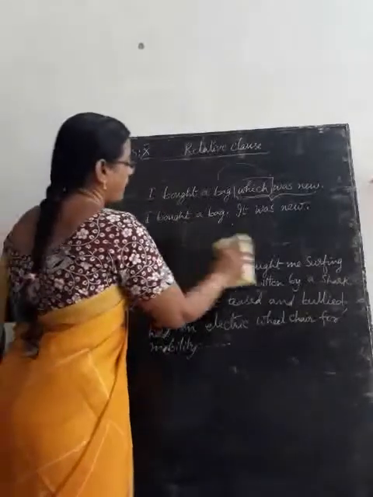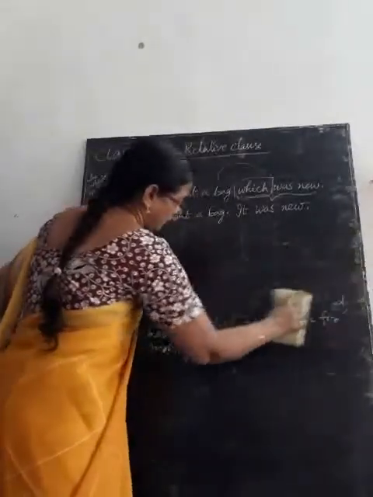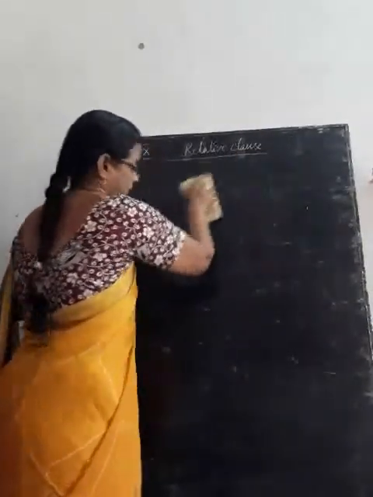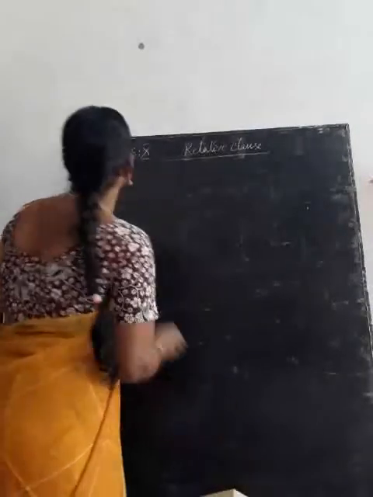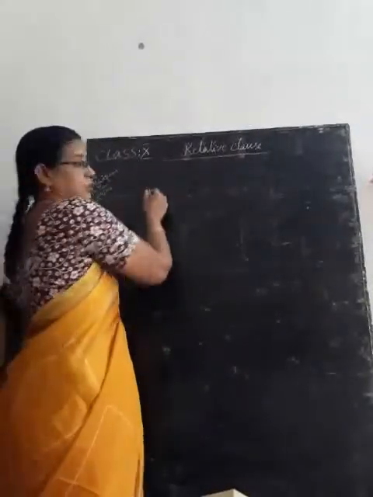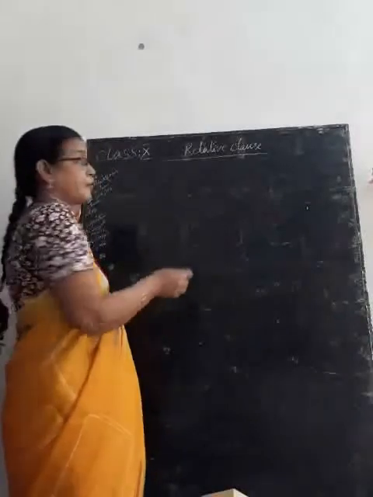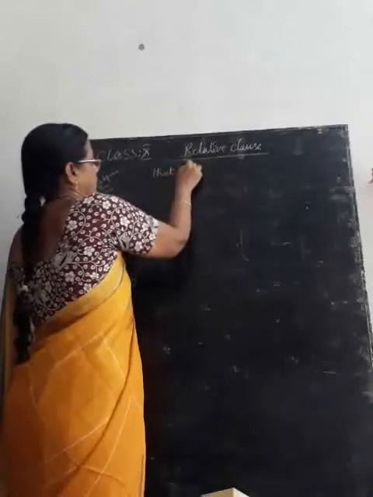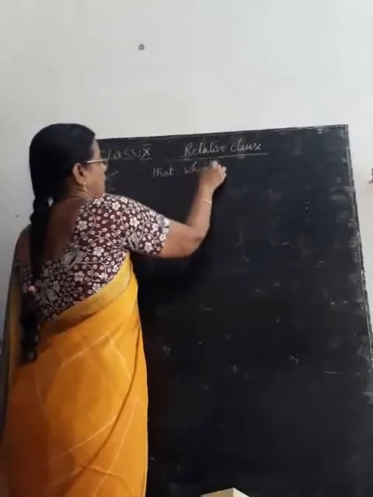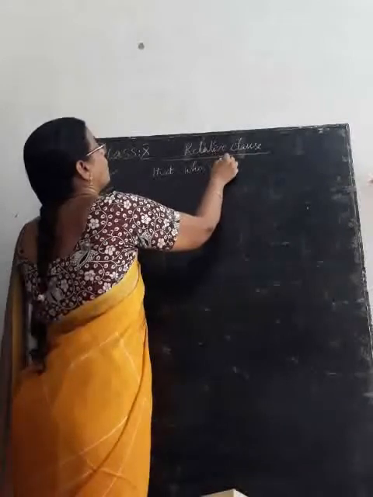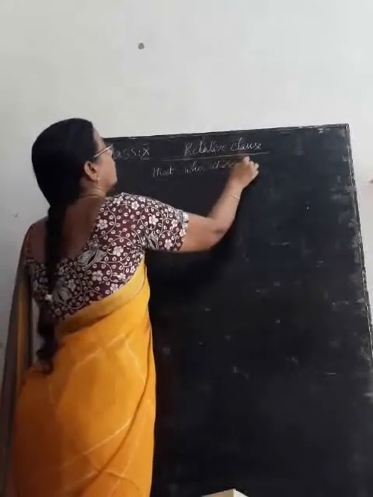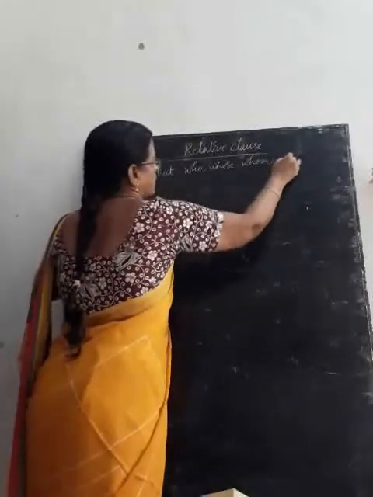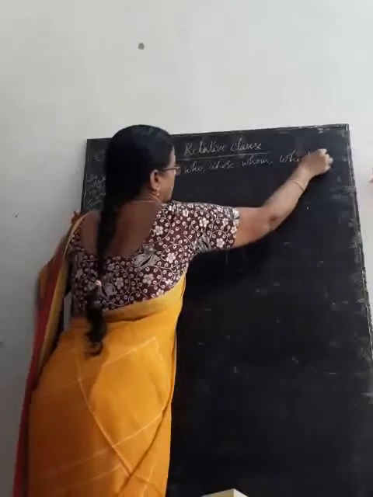To make relative clause, you should know about relative pronouns. Relative pronouns are used to make relative clause. What are the relative pronouns? That, who, which, who, whose, whom, which, what.